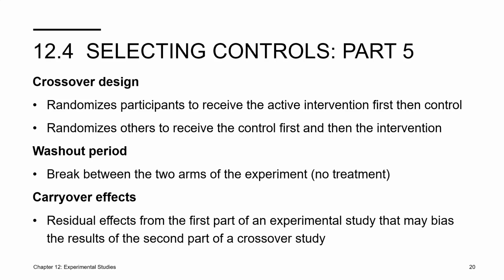I mentioned the crossover design a couple of slides back. This is where participants are randomized to receive the active intervention first and then the control, and those that receive the control first later receive the intervention. Sometimes studies have a washout period between those two arms because they want to ensure that the effects from the first treatment do not bias the results from the second treatment. This is really just a break between the two. The carryover effects are those residual effects that they're trying to remove from the first part of the intervention so it doesn't bias the second part.